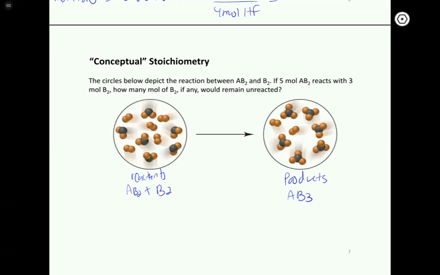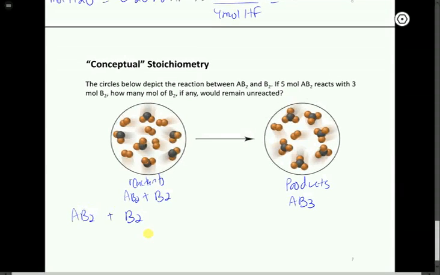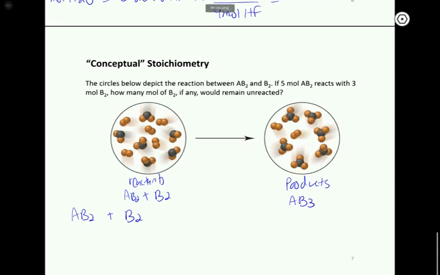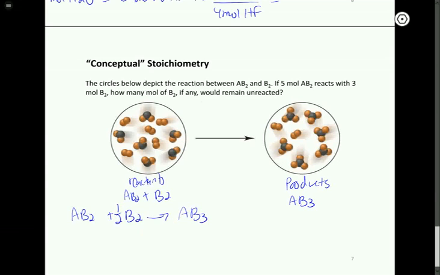So because this is a limiting reactant problem, we need to have a balanced reaction. And so to do this, we have AB2 plus B2 going to AB3 as our only product. To balance this, we put a coefficient of 1/2 in front of B2, and then we can double the whole thing to give us a balanced reaction without fractional coefficients if we prefer to do that. So 2 AB2 plus B2 going to 2 AB3. Okay, so this is our balanced reaction.